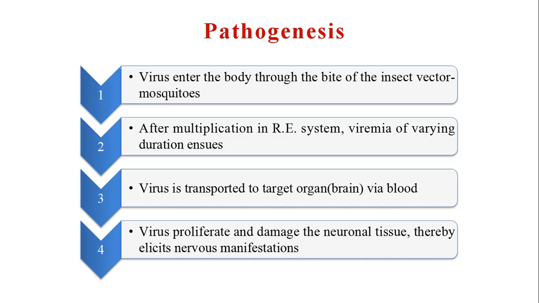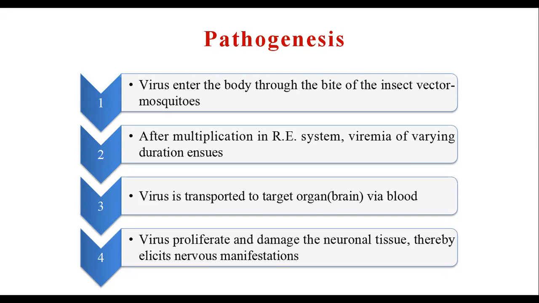So after multiplication in the reticuloendothelial system, viremia of varying duration ensues, and the virus is transported to the target organ, like the brain, via blood, and the virus proliferates and damages the neuronal tissue, which elicits nervous manifestations.